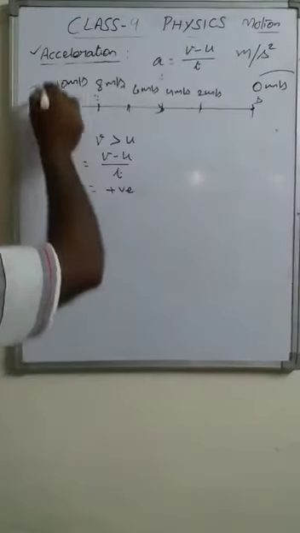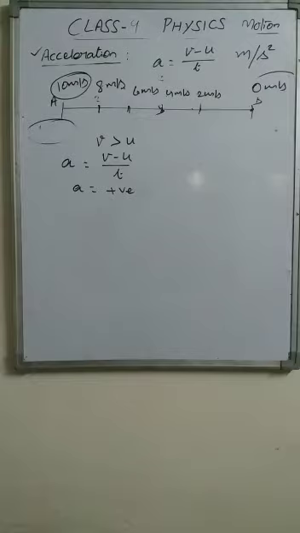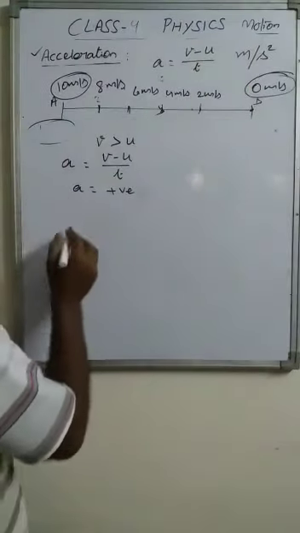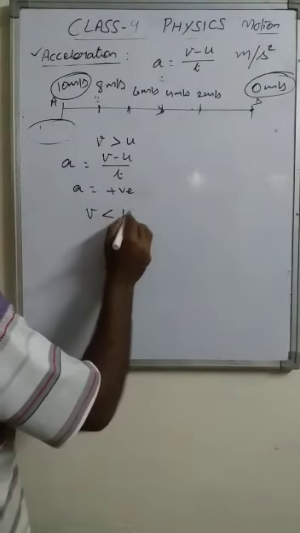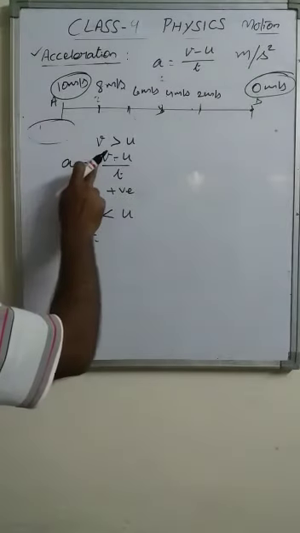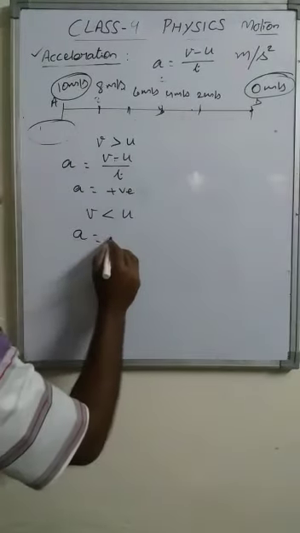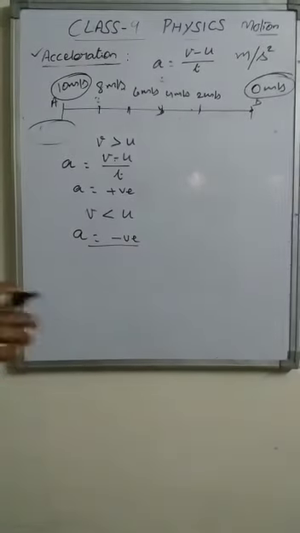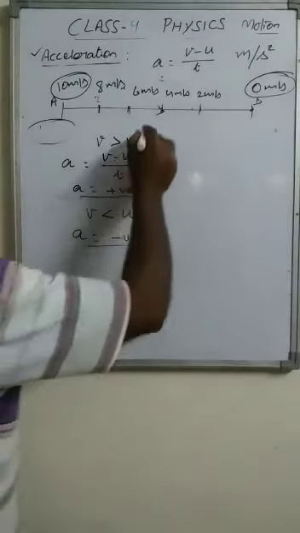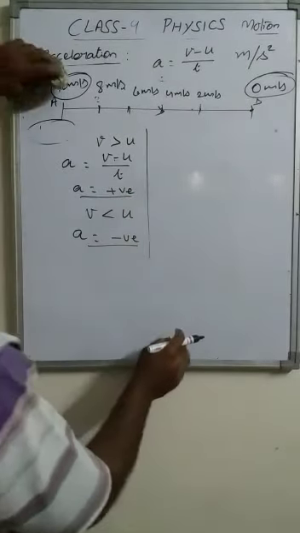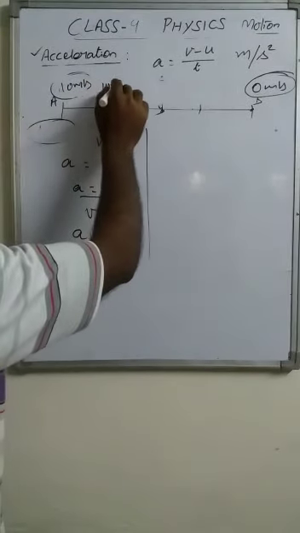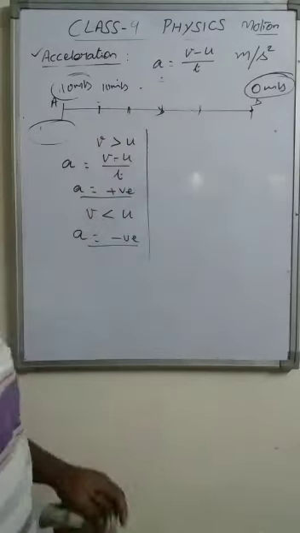This is the initial velocity in the beginning, and finally its velocity becomes 0. You can say v is less than u. If v is less than u, from this formula, this value is smaller than this one, we definitely get a negative value. So acceleration is also negative. If it travels with the same velocity, suppose it is traveling with 10 meter per second, here also 10 meter per second, here also, continuously its value remains constant.